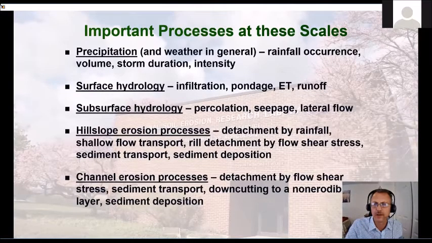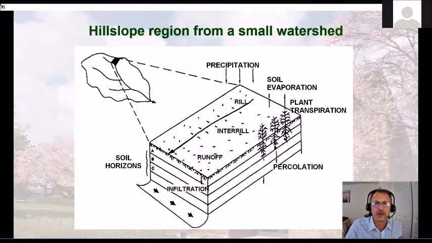So just a small hillslope region extracted from a small watershed area, the watershed shown on the upper left here. Just an area here where we have precipitation impinging on the surface, other parts of the water balance with soil evaporation and plant transpiration, percolation to lower layers, infiltration of water at the surface and surface runoff, and then rill and interrill erosion occurring.